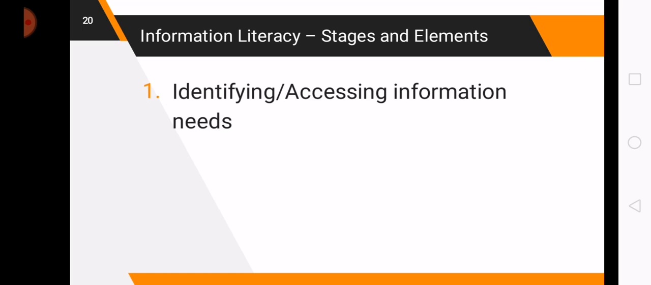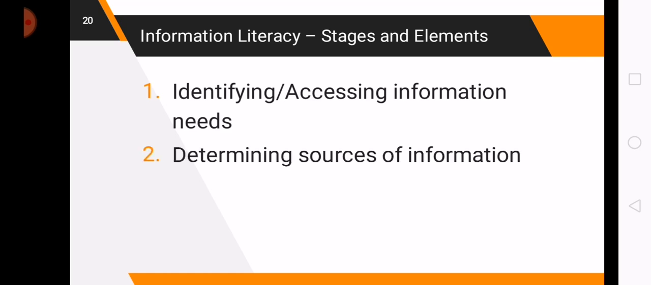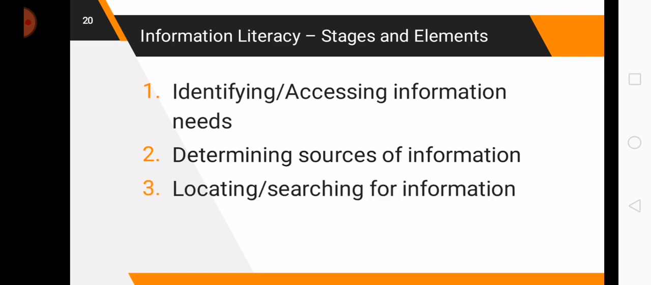Number 1, identifying and accessing information needs. We must identify ano ba yung information na kailangan natin. So isa-isahin natin kung ano-ano yung mga information na kailangan. And then the second stage is determining the sources of information. Saan natin kukunin yung information? And then the third one is locating or searching na for information. So gagamitin natin dito yung mga search engine if we like to research online.